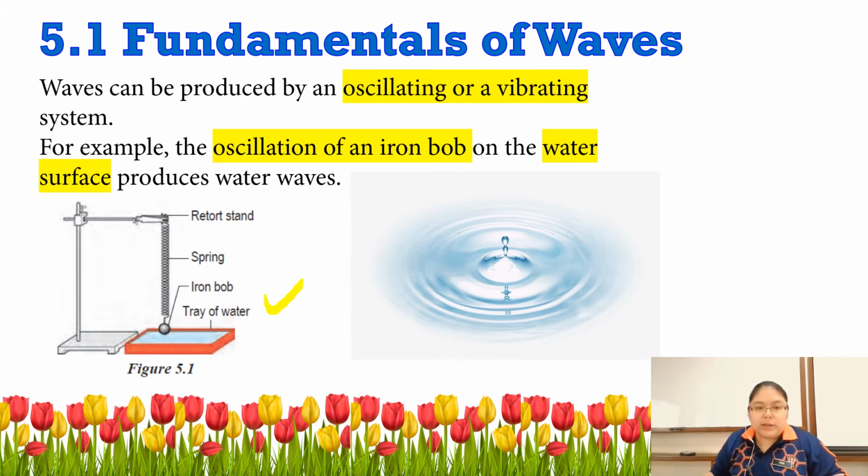Let's see this diagram. The spring is held together with the bulb. Now let the spring oscillate. When the spring oscillates, the bulb touches the surface of the water, so it produces a water wave. For example, when you drop something on the water, you find it produces a wave. The circles going outward are a water wave.